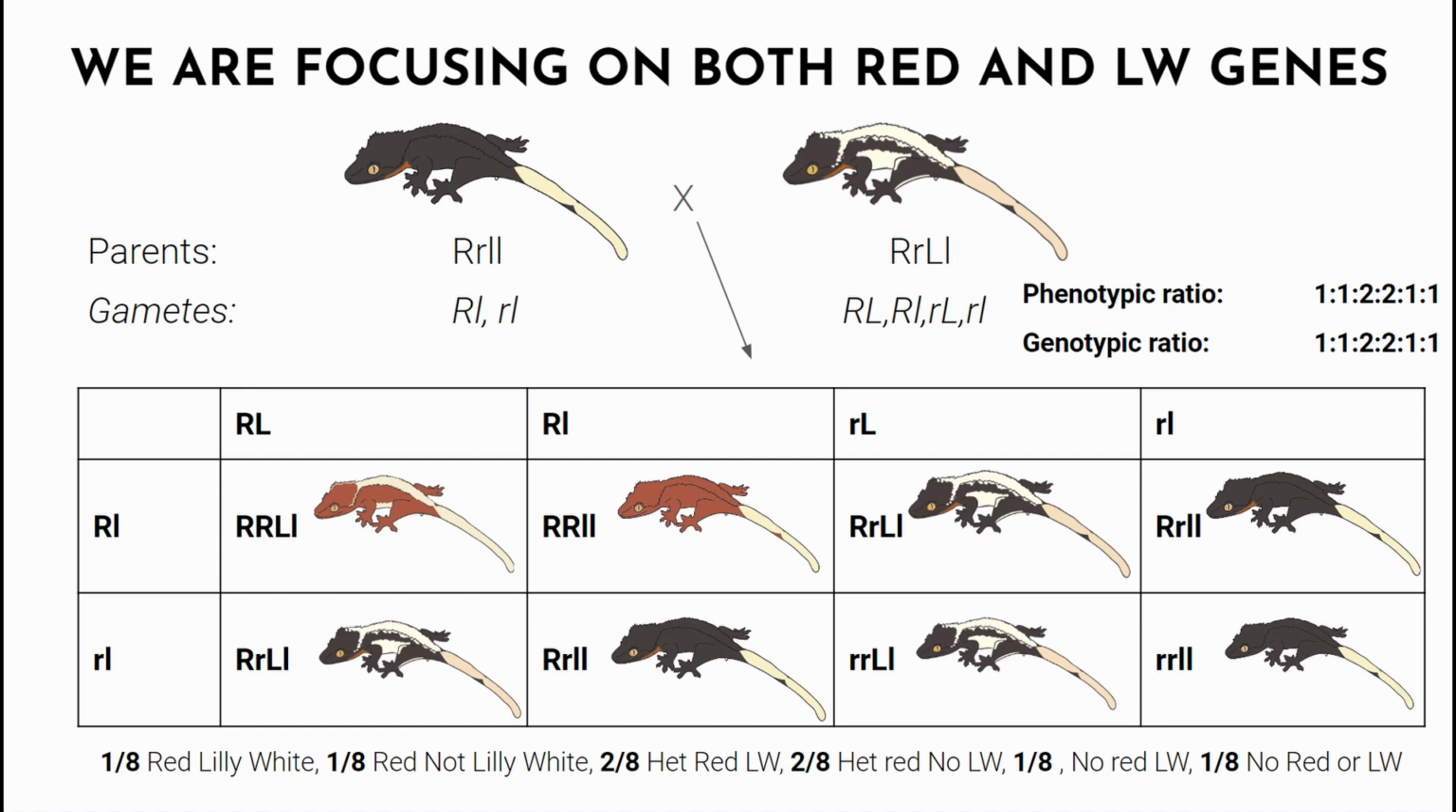The possible combinations are big R, big L, small l, which is going to be a red lily white, big R, small l, which is going to be a red non-lily white, big R, small l, which is going to be a heterozygous red lily white, big R, small l, which is going to be a heterozygous red not lily white, big R, big L, which is going to be another heterozygous red lily white, big R, small l, which is going to be another het red not lily white, small r, big L, which is going to be a no red, so no het, no copies, lily white, and then a small r, small l, which is going to be not red, not lily white, so it's going to carry none of the genes.